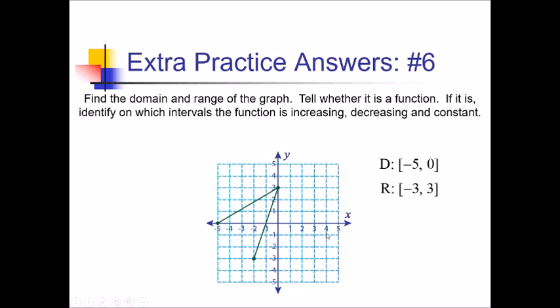For whether or not this is a function, is it possible to touch this graph twice with a vertical line? It is, right here for example. So this is telling me that I have one x value giving me two different y values, which means we're failing the vertical line test. This thing is not a function. And since it's not a function, I don't worry about increasing, decreasing, or constant intervals.